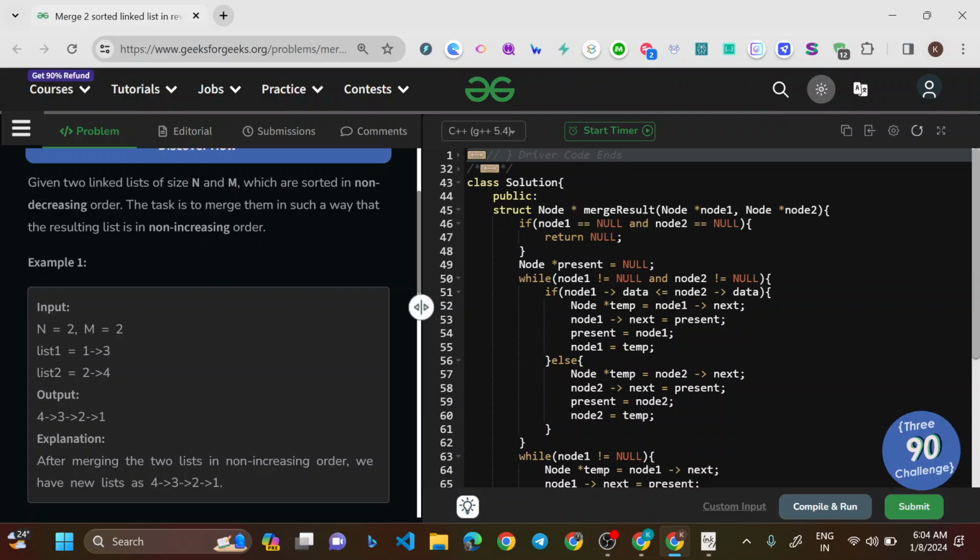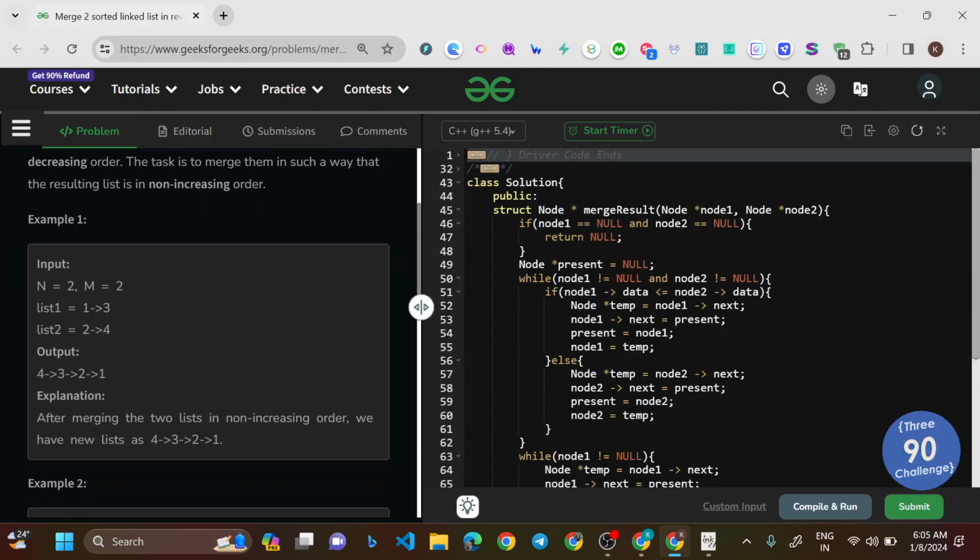What do they mean when they say non-decreasing order? The elements are increasing, but at the same time equal elements might be there. Some of the elements might be equal and they are following the increasing order pattern. But at the end of the day, you're asked to merge these two lists and return the list that is in non-increasing order, that means decreasing order. There might be two or three elements in the middle that are the same.